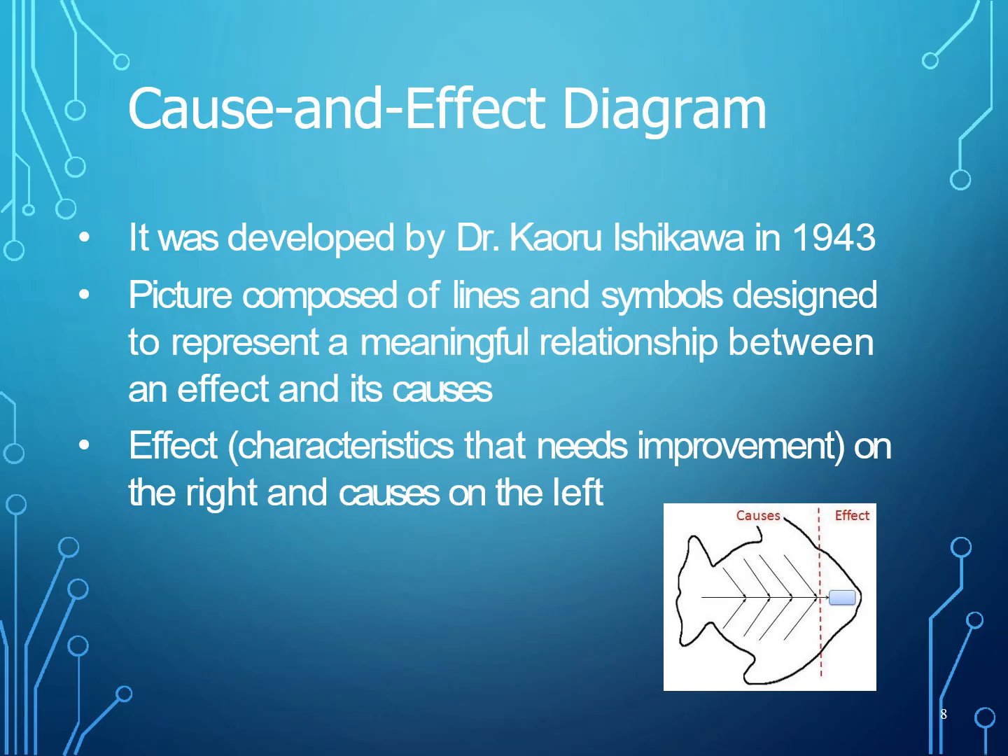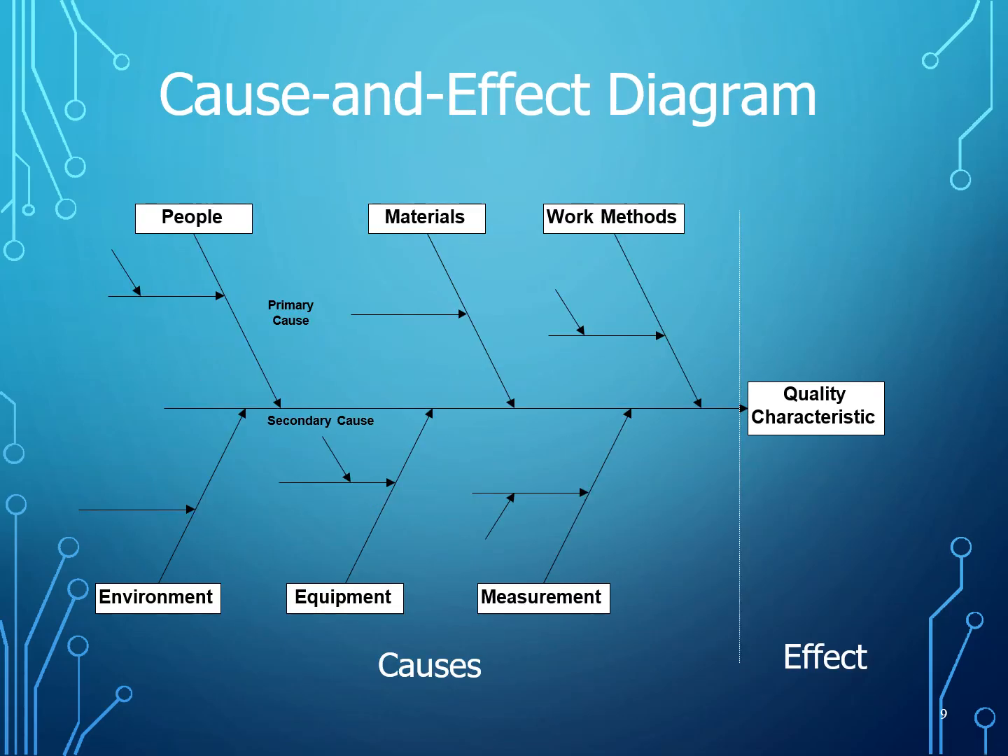The effect, or the characteristic that needs improvement, is placed on the right, and all the causes branch off the left side. For logistics, we often categorize causes into main groups, sometimes called the 6 M's, such as people, materials, equipment, measurement, work methods, and environment. Primary causes lead to the secondary causes, and both causes will create a detailed map.